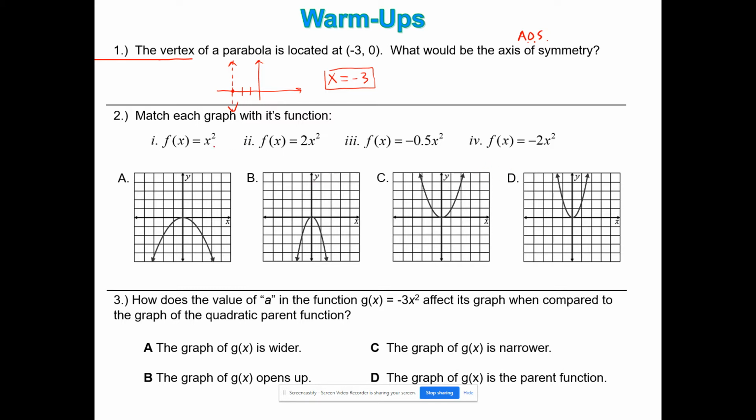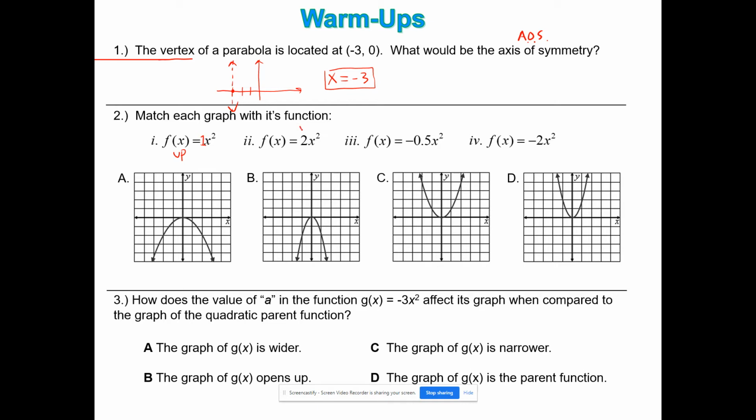graph here. Each of these functions is going to match with one of these graphs. So what I do is I look at it and say, first, does it open up or down? Remember, we look at the front number. This number right here is actually a hidden 1. This is the parent function, and the parent function opens up. Because it's a 1, we would say that the width is normal. We don't say it's skinny or wide, because this is what we base it off of.